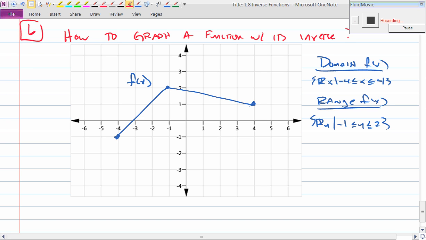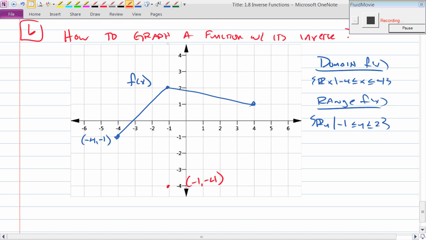So I'm going to do that in a different color. Do it in red. The range, because it goes from -1 up to 2? The y values? So instead of this point here being -4, comma, -1, I'm going to reverse the x and the y. So instead I'm going to have -1, comma, -4. Yeah, -1, -4. I'll get there.